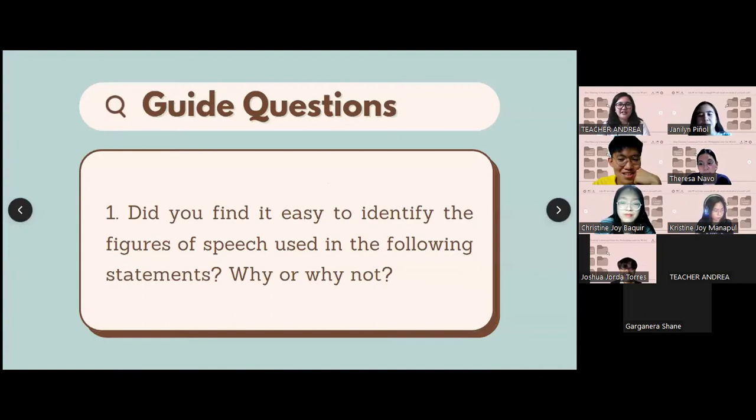Did you enjoy the game? Kindly give me your heart reaction if you do. For our first question, did you find it easy to identify the figures of speech used in the following statements? Why or why not?